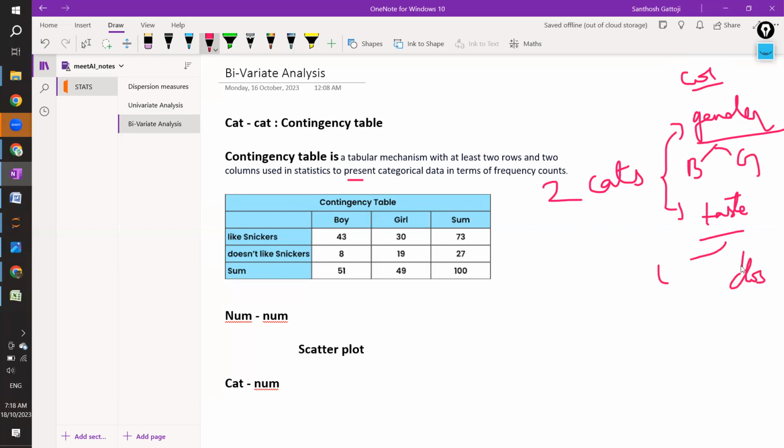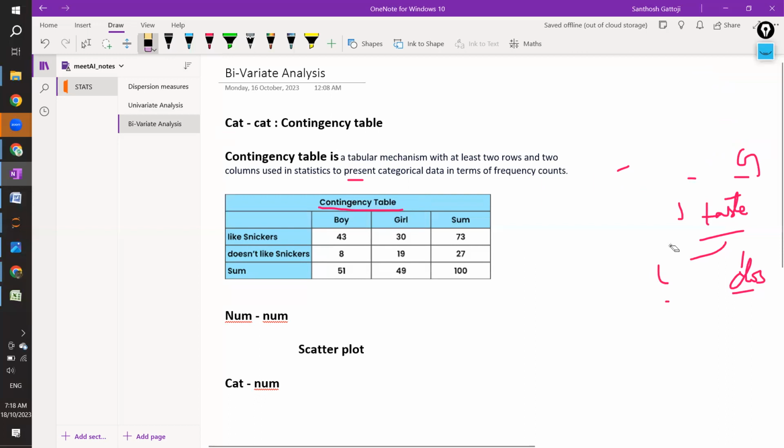Okay, so this is one category. This is one category. Fine. So to understand this, you can just draw this table, where you consider all the different combinations, all the complete possible outcomes.